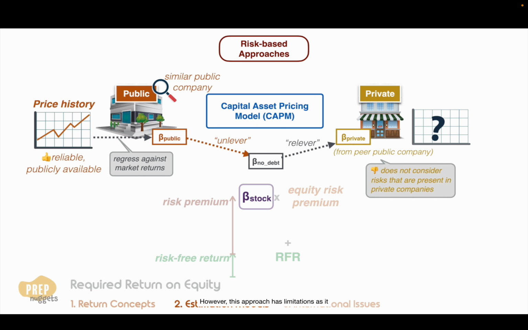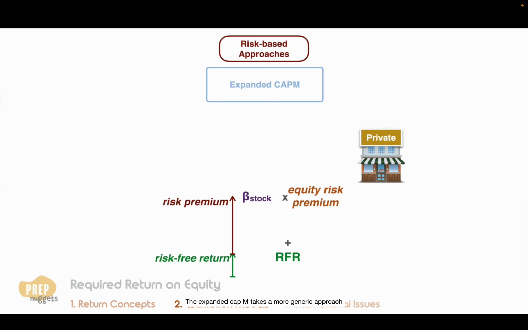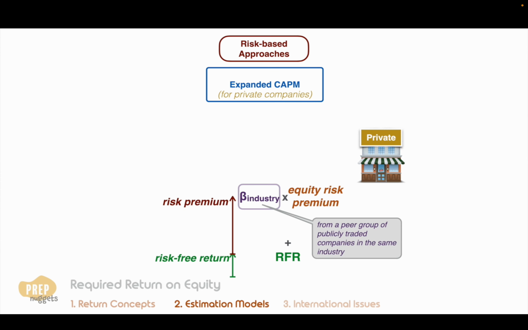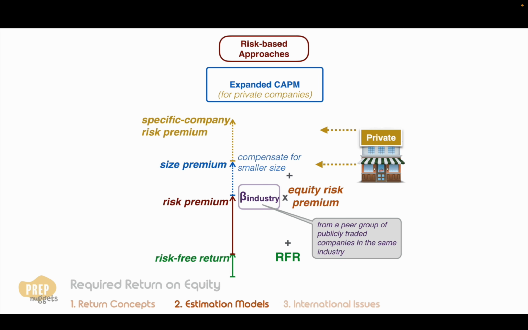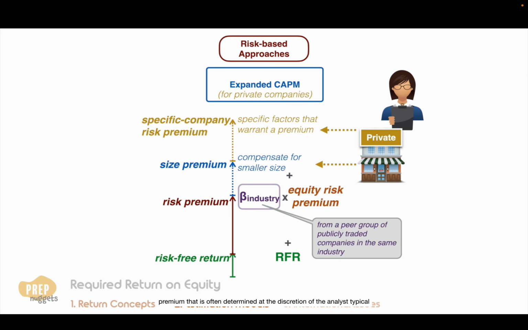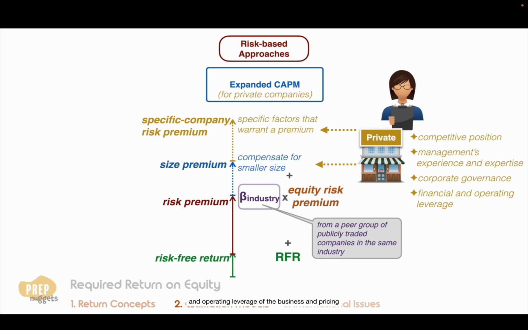However, this approach has limitations, as it does not consider additional risks that are often present for private companies. The expanded CAPM takes a more generic approach in the estimation of beta, that is to simply use the industry beta from peer public companies, but adds on a size premium to compensate shareholders for the risk of smaller companies, and a specific company risk premium. The company-specific premium is a general risk premium that is often determined at the discretion of the analyst. Typical factors that could warrant a premium include the competitive position, management's experience and expertise, corporate governance, financial and operating leverage of the business, and pricing power.